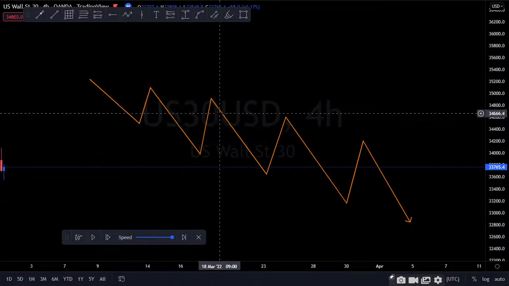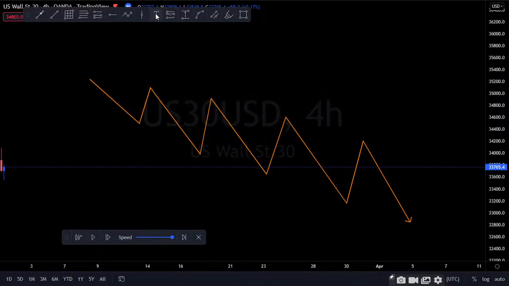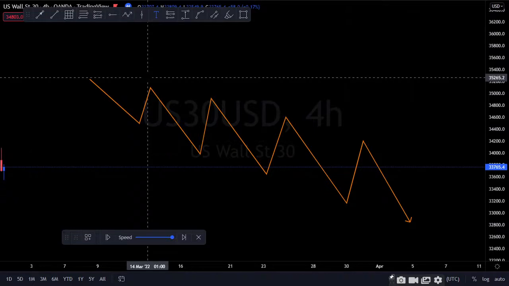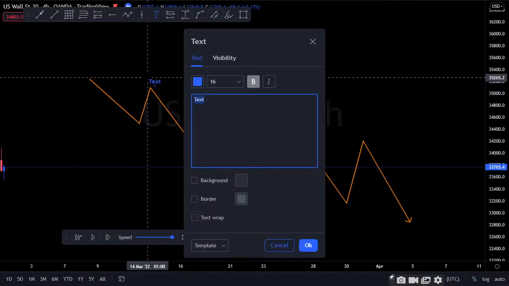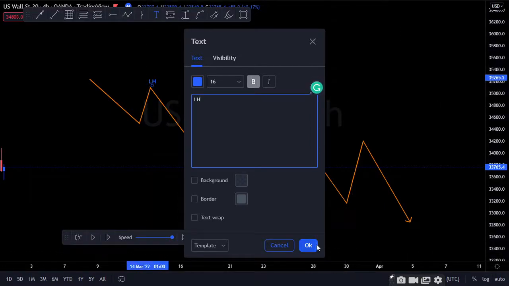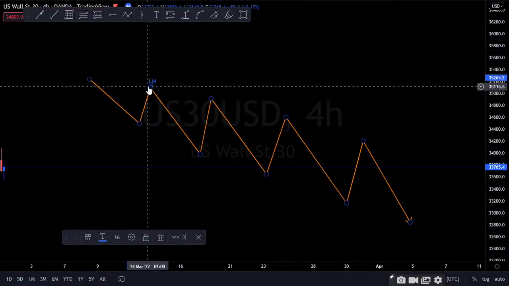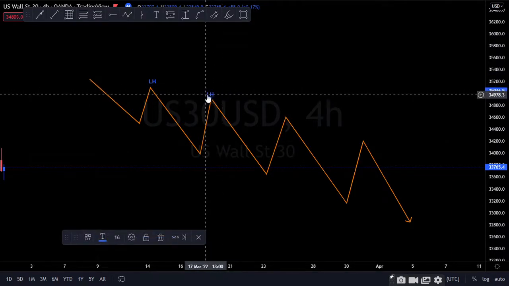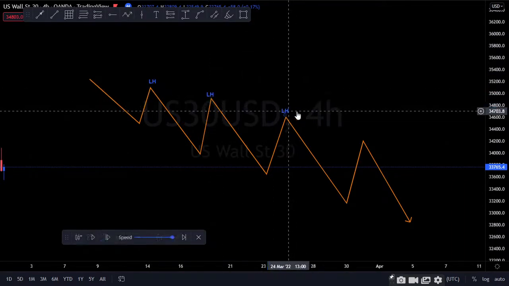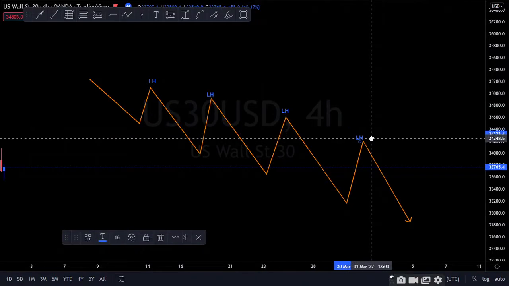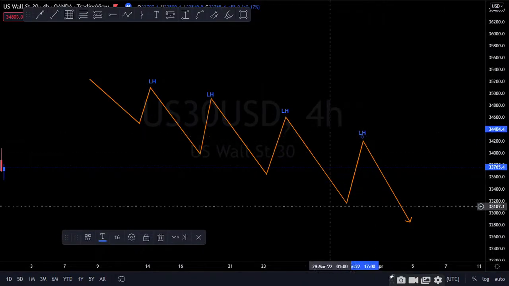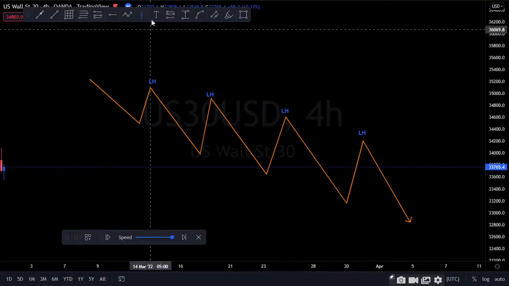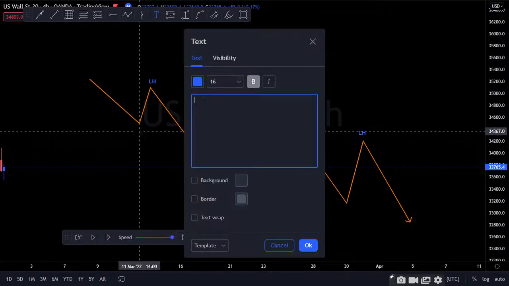I told you that in a bullish market we are forming higher highs and higher lows. But in a bearish market we form lower lows and then lower highs. So here we form a lower high. This is a lower high. Another lower high, another lower high, another lower high, and here we are forming lower lows. This is a lower low.